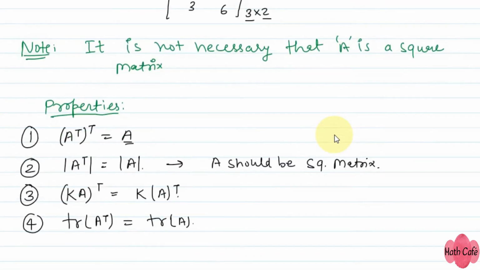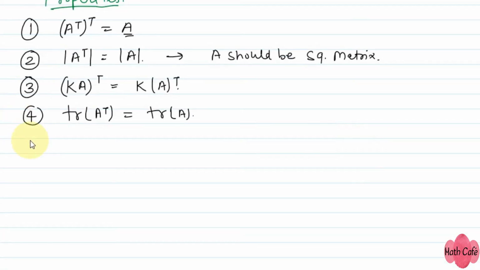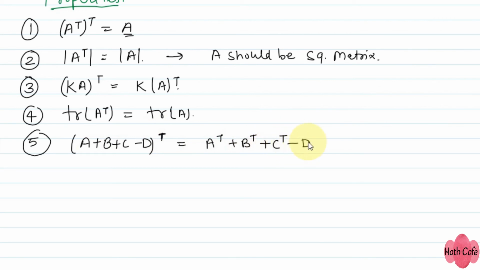Let's see property number 5, that if a matrix is written in the form A plus B plus C minus D, and we need to take the transpose of this matrix, then I can write it as A transpose plus B transpose plus C transpose minus D transpose. So I will just put transpose on each matrix.